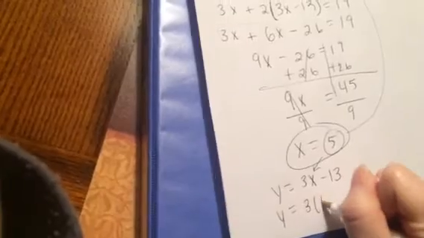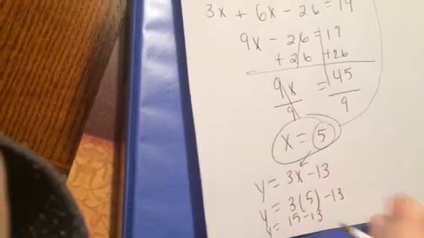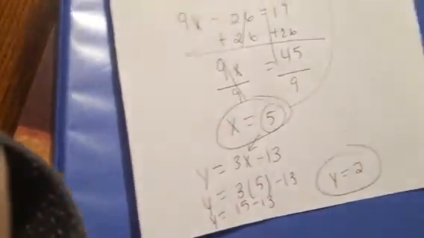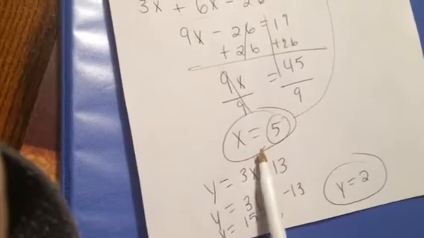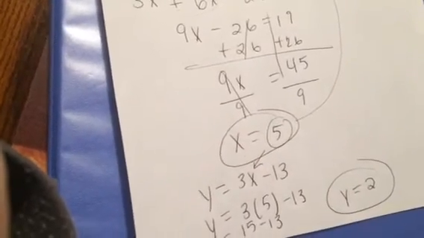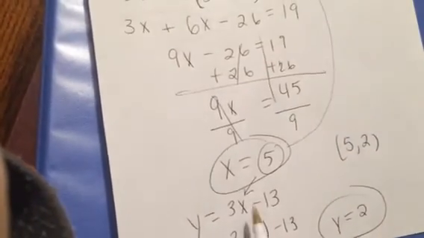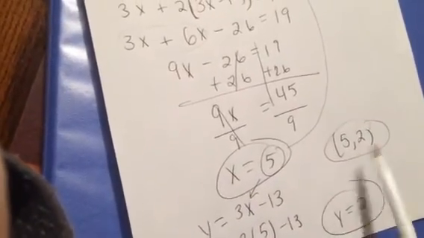y equals 3 times 5 minus 13. y equals 15 minus 13. So y equals 2. We found the numerical value for both our variables, x and y. So now, let me write that as an ordered pair: (5, 2), right? Because our ordered pair is made up of an x, comma y. So here is the solution to the system of equations. That's the point of intersection.